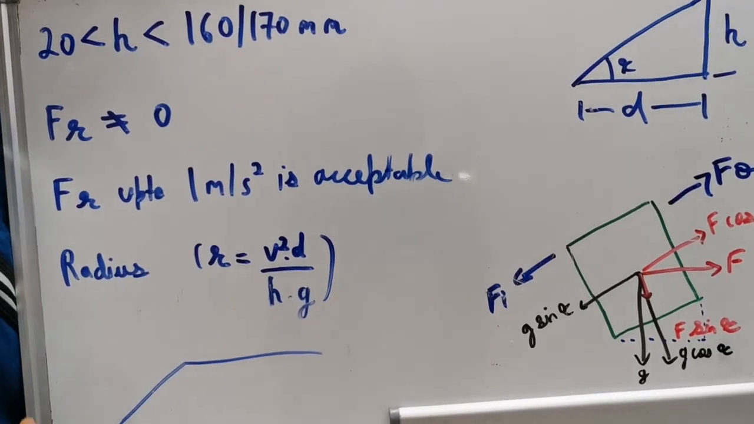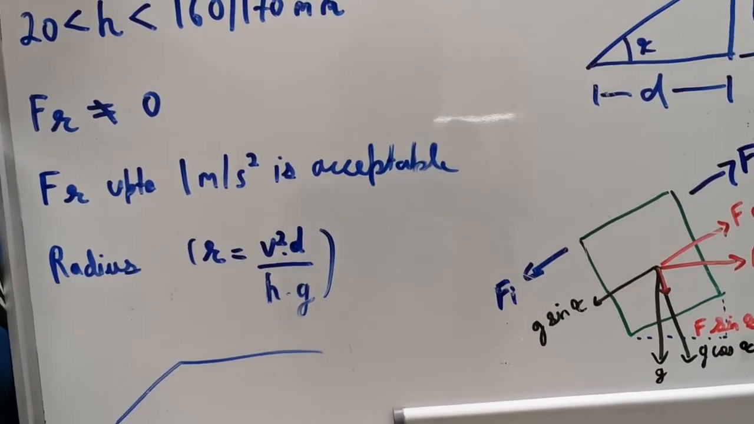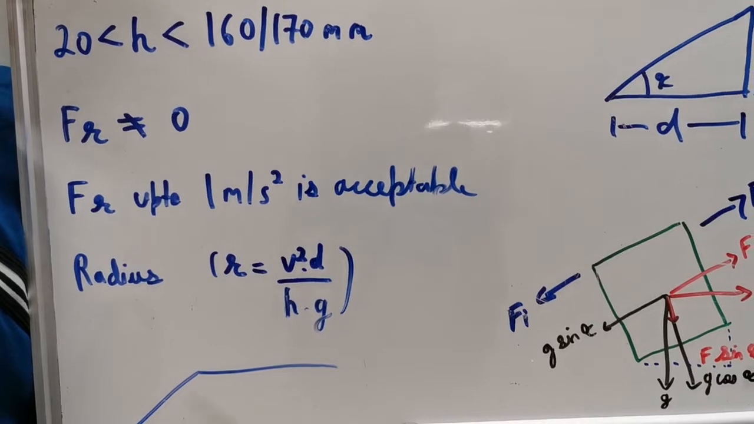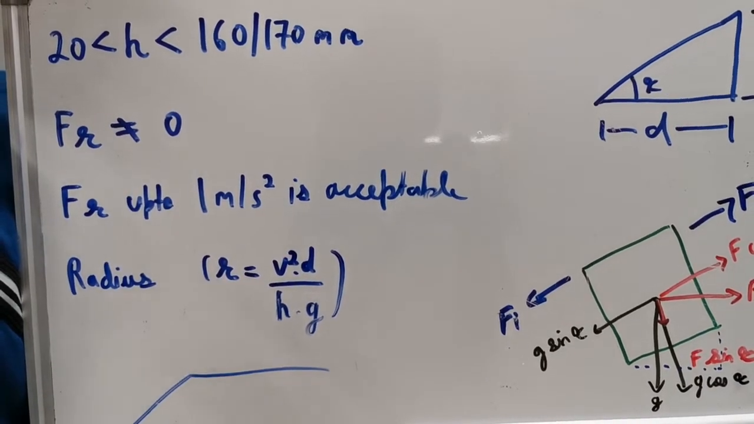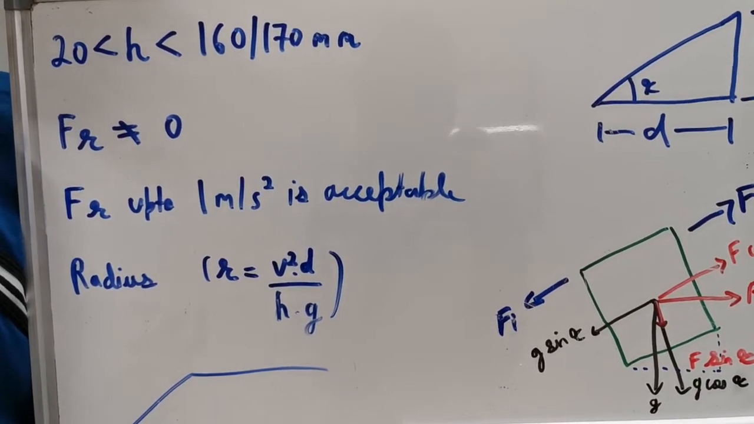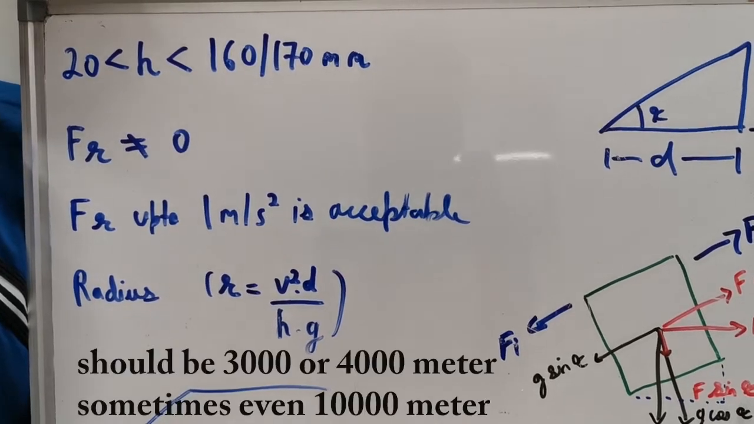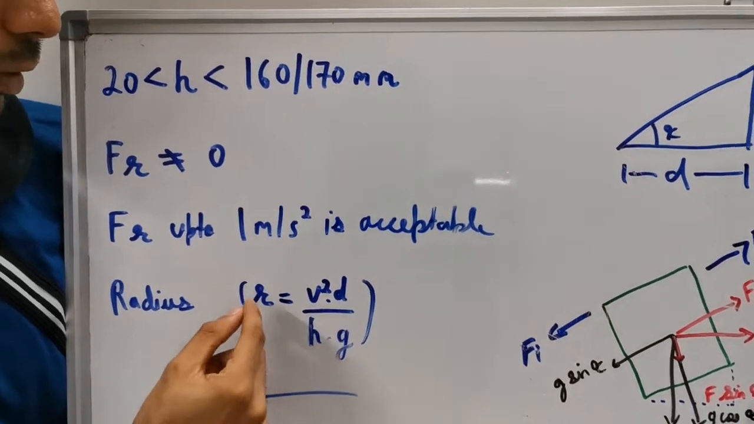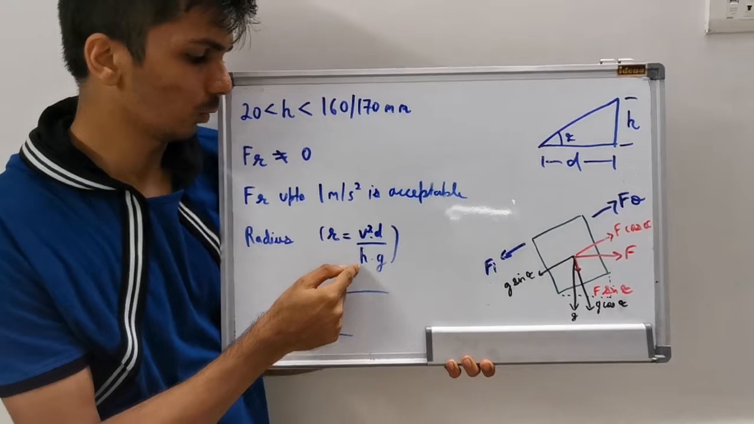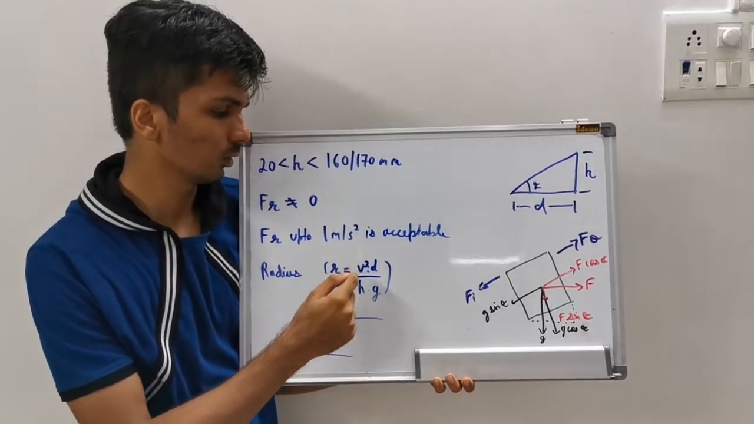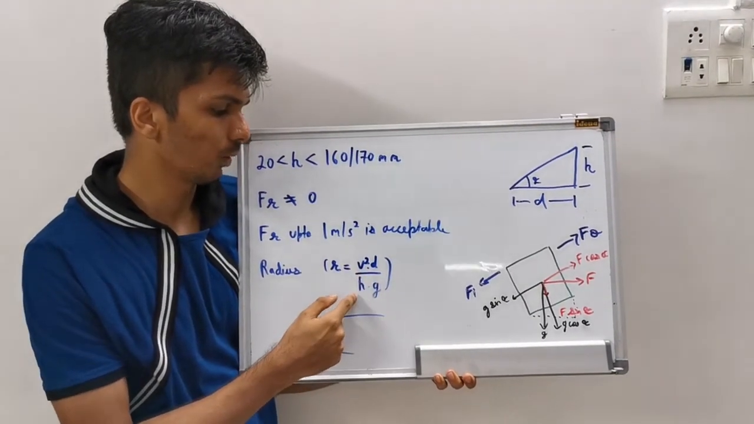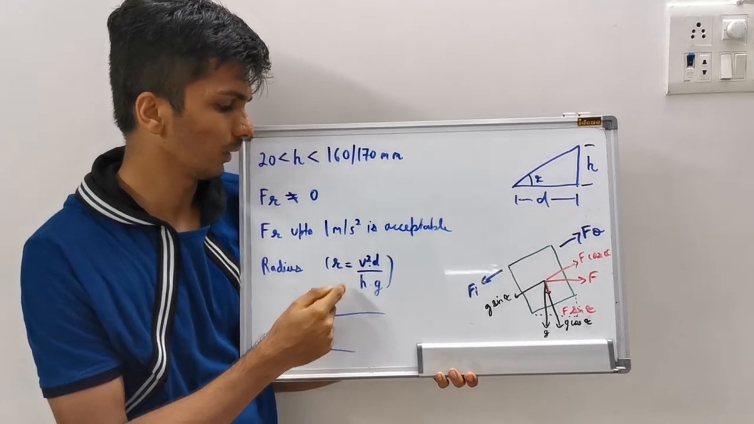Now another factor is radius. In the earlier sum the radius was 500 meter. But generally when the train runs at 200, 300, 400 kilometers per hour, the radius is nearly 300 or 400 meter. If we just rearrange the formula a little bit, keeping h down and r up, then we see that radius is v square by g h. So depending upon the height, we can get the radius.